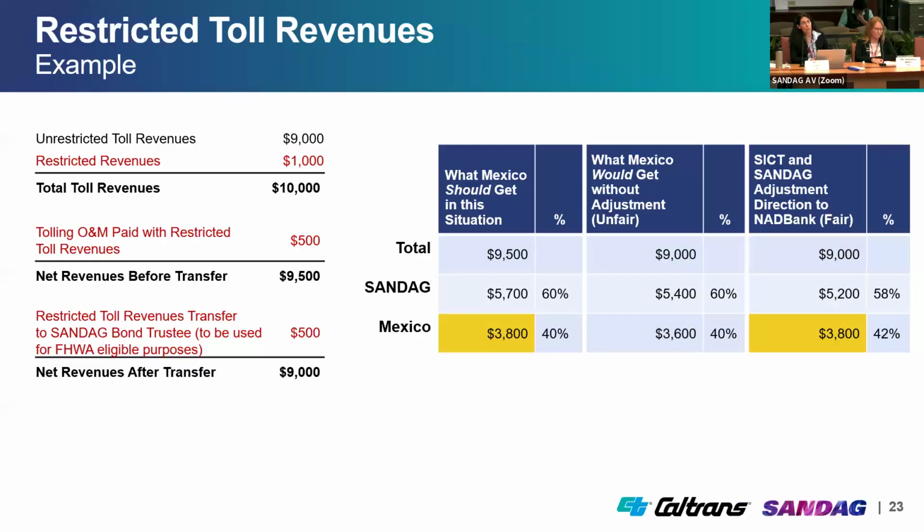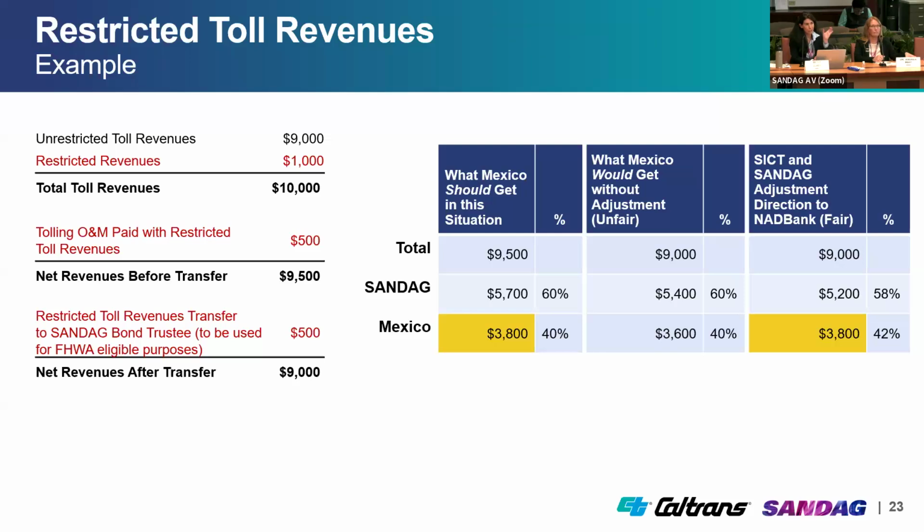So let me give you an example of how the restricted toll revenues might play out. So let's say in a given month, we collect $9,000 in unrestricted toll revenues. Those would be from the Mexican side of the border. And then $1,000 of restricted toll revenues from readers on State Route 11 for a total of $10,000. The parties have agreed that we want to use the restricted toll revenues first to pay tolling O&M expenses. Any eligible expense that we can use those restricted toll revenues for, we're going to pay those first with restricted toll revenues. So in this hypothetical, that's $500, leaving $9,500 left to be split between the parties.